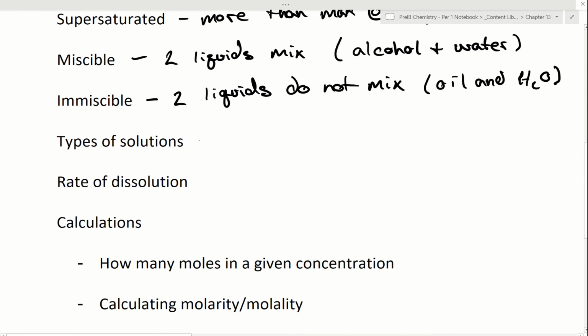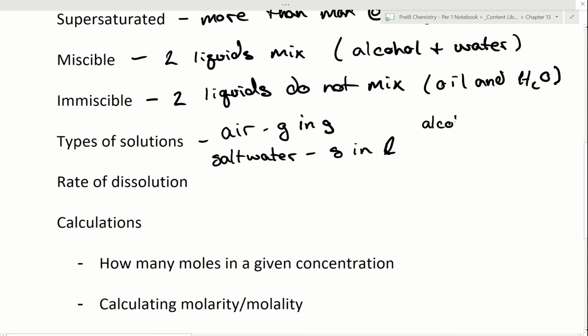All right, types of solutions. You should just be familiar with the different types. Like air is a gas and gas solution. Let's see, if you have a salt dissolved in water, so salt water is a solid in liquid solution or mixture. You can have liquid in liquid, so like we talked about alcohol and water is a liquid in liquid. Okay, so there's a bunch of different ones.